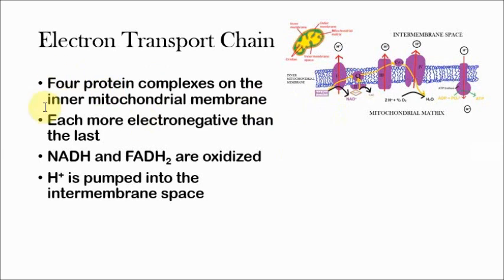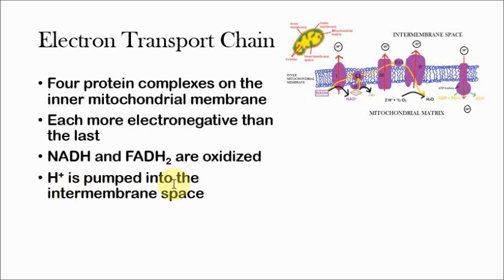There are four major proteins that we're going to talk about, and they're actually numbered 1, 2, 3, and 4, and they're located on the inner mitochondrial membrane. Like I said, NADH and FADH2 are oxidized in order to give their electrons to these proteins, and what they actually do with this energy is they pump hydrogen ions into the intermembrane space that's between the two membranes of the mitochondria. Now, if you remember, mitochondria, of course, have two membranes, and in that little space between them, that's where we have the intermembrane space.